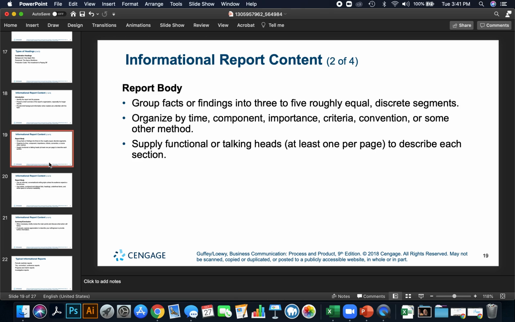In the report body, group facts or findings into 3 or 5 roughly equal discrete segments. Organize it by the time, component, importance, criteria, convention, or some other method. And supply functional or talking heads, at least one per page, to describe each section and to separate them.